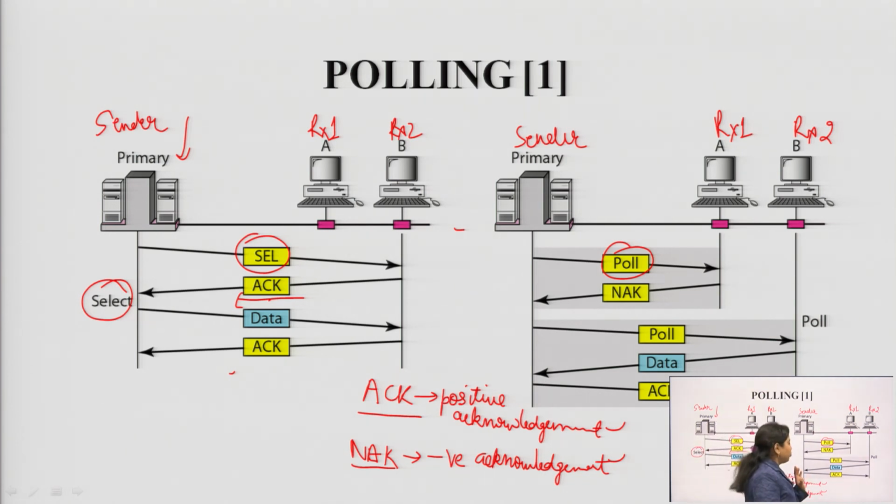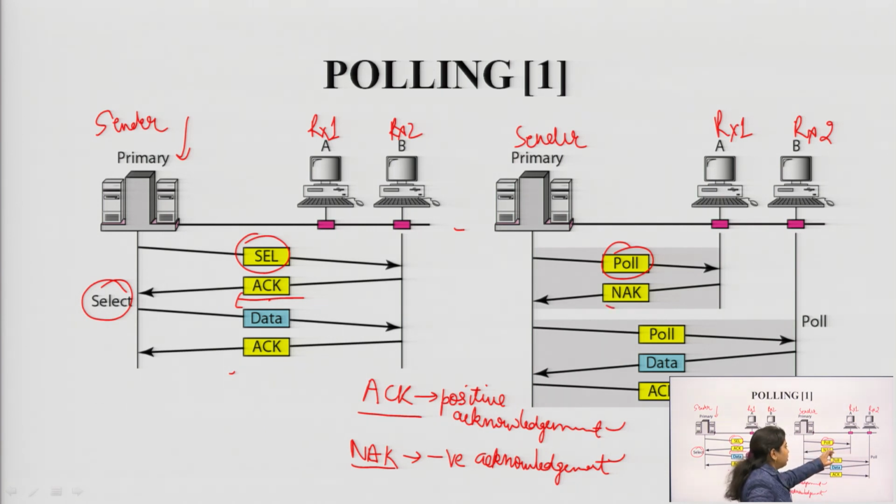Now, in case of polling, it will ask every receiver. Like in the first case, for receiver A, the sender will transmit the poll message that I want to access a service. Let us say there is a printer connected over here and this sender wants to take a printout from this particular receiver, then it will transmit a poll message that I want to take a printout.